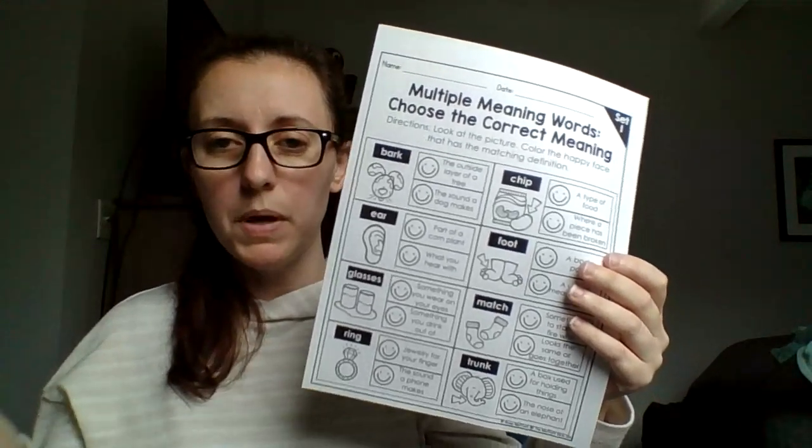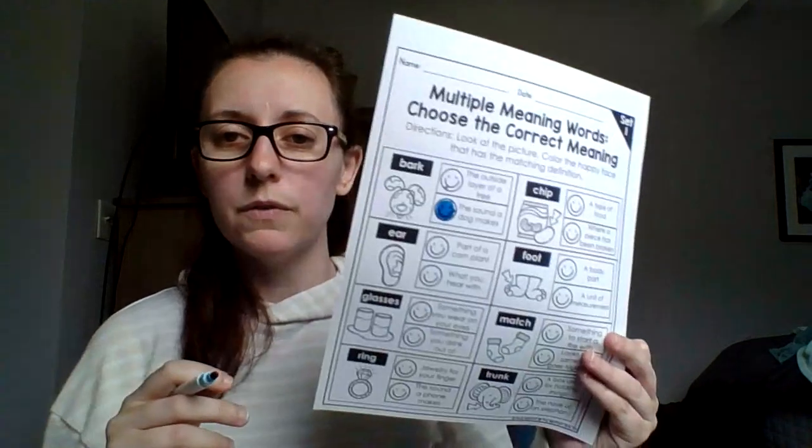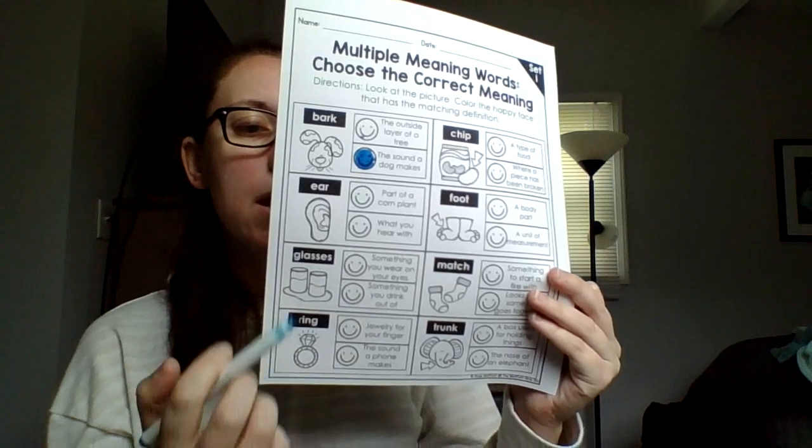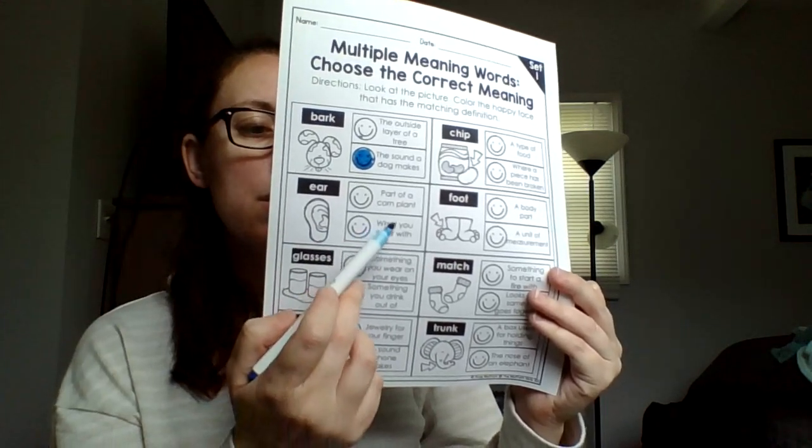So you're going to take your pencil or your marker and you're going to color in the smiley face of the correct answer. And you have to be very careful because I just started to do it for you and I almost filled in the wrong answer for the first one. It is the sound that the dog makes. And for the second one, ear, it's what you hear with. So that's all you have to do.